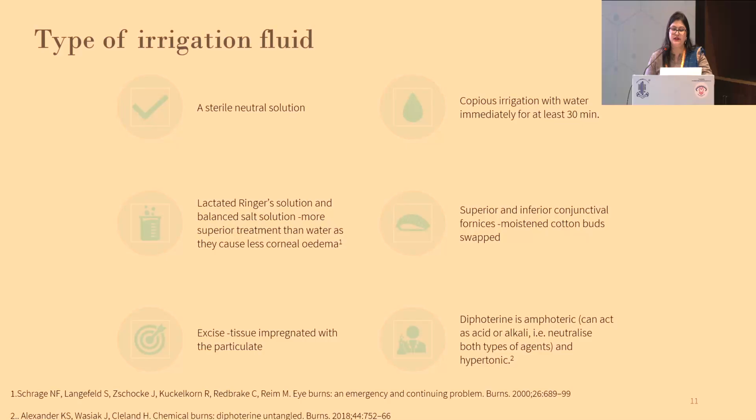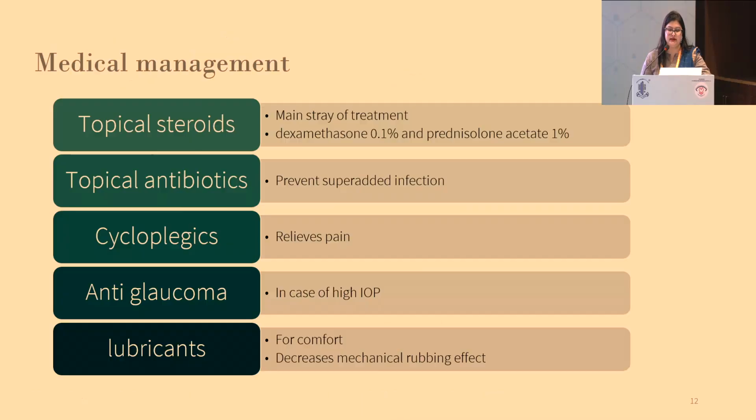As for the type of irrigation fluid, as I already explained, it can be any sterile neutral agent: Ringer lactate, balanced salt solution, and Diphoterine, which nowadays comes in a kit, is also very helpful. You need to do a swab test so that the fornices become clear and symblepharon does not form, and any particulate matter you have to excise. So the first line of treatment is over.